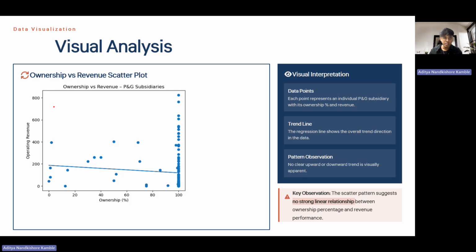So this is the visualization analysis. I created a scatter plot to examine the relationship between ownership and revenue. The data points appeared widely scattered and the line was almost flat. This suggests that there is no strong linear relationship between ownership percentage and revenue performance. So this is my line, and this is all the data which is scattered.